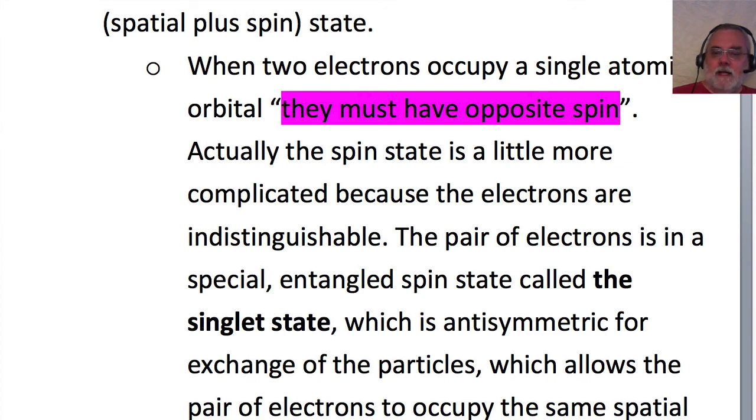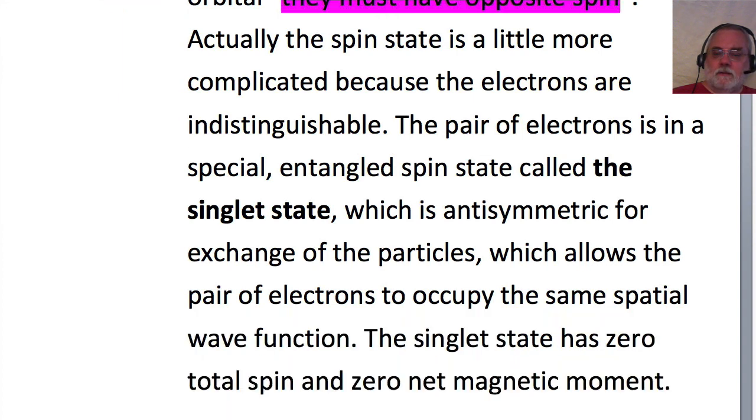Actually, the spin state is a little more complicated because the electrons are indistinguishable. The pair of electrons is in a special entangled spin state called the singlet state, which is antisymmetric for exchange of the particles, which allows the pair of electrons to occupy the same spatial wave function, the same orbital.